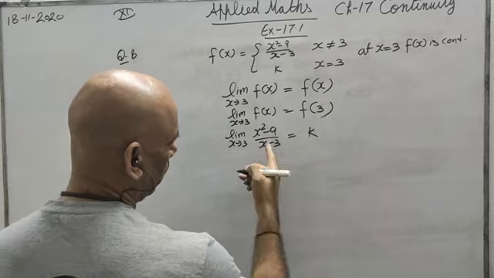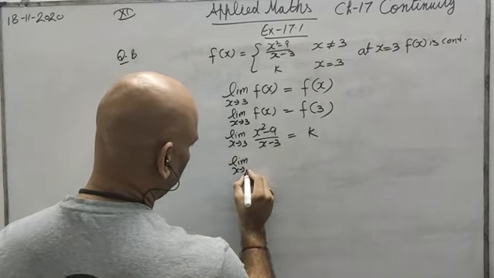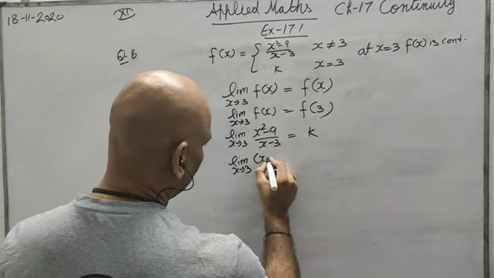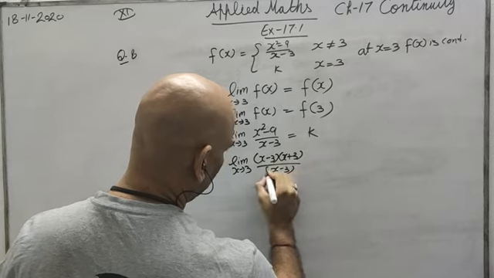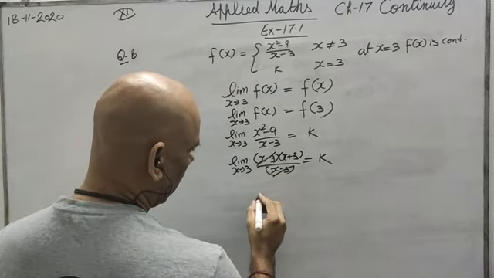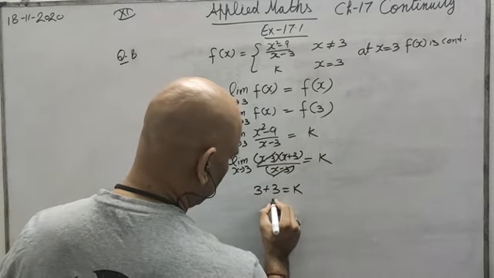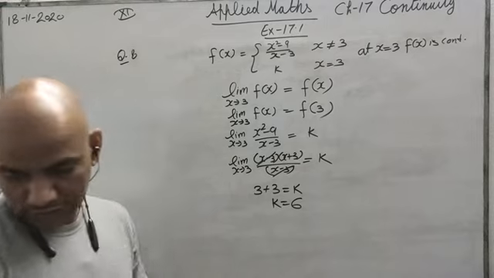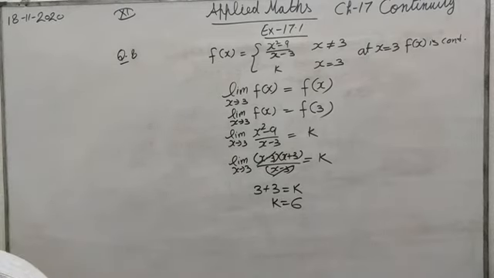Now solve it. We can solve it by the identity method or the factorization method. So we get (x minus 3)(x plus 3) upon (x minus 3). x minus 3 is cancelled, and when we substitute x as 3, I get 3 plus 3 is equal to k. So k is equal to 6. This way the value of k is 6.